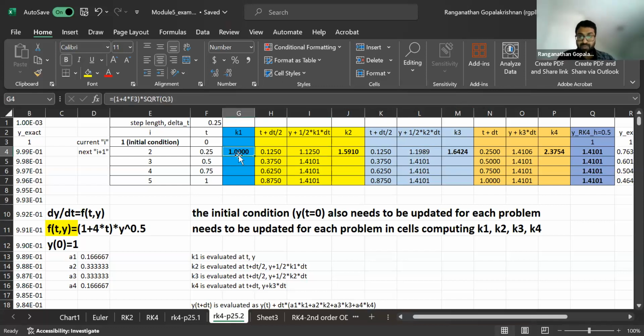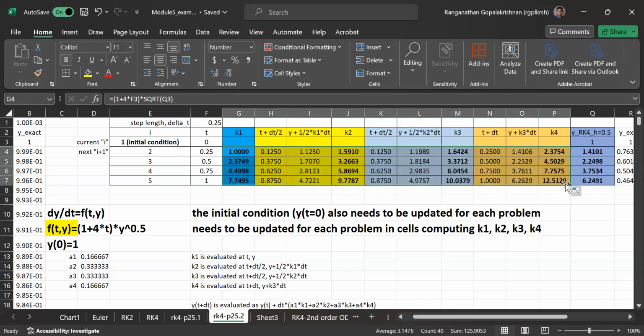All right, next step is pretty simple. Just drag this row, copy it onto the subsequent cells.